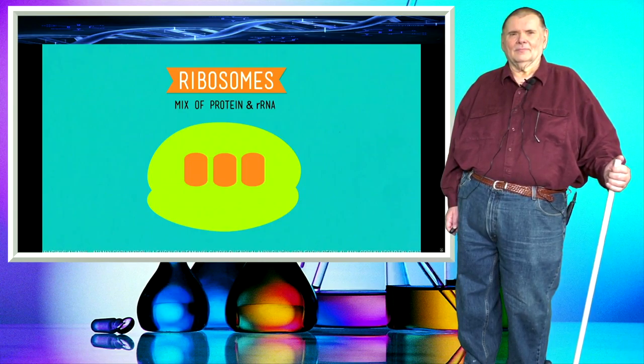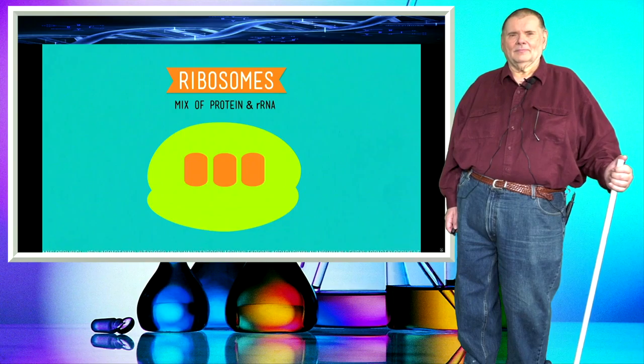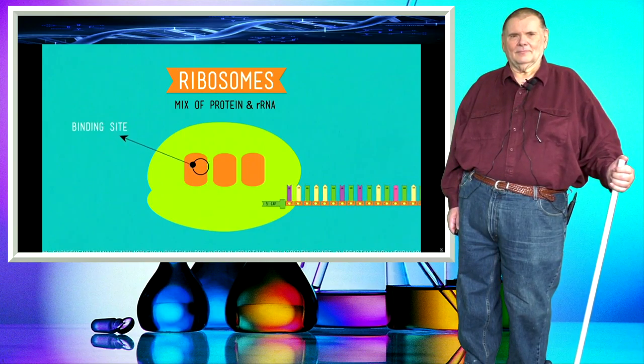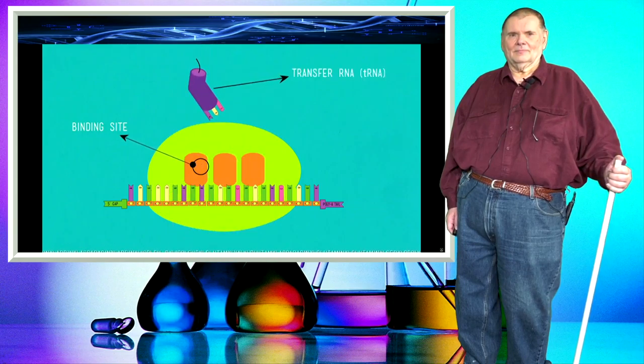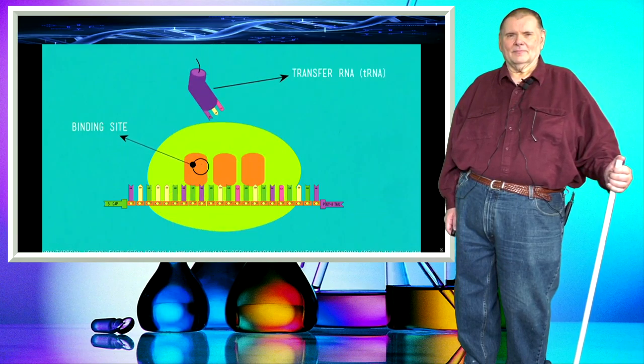rRNA doesn't contribute any genetic information to the process. Instead, it has binding sites that allow the incoming mRNA to interact with another special type of RNA, the third in this caper, called transfer RNA, or tRNA. And tRNA really might as well be called translation RNA, because that's what it does. It translates from the language of nucleotides into the language of amino acids and proteins.